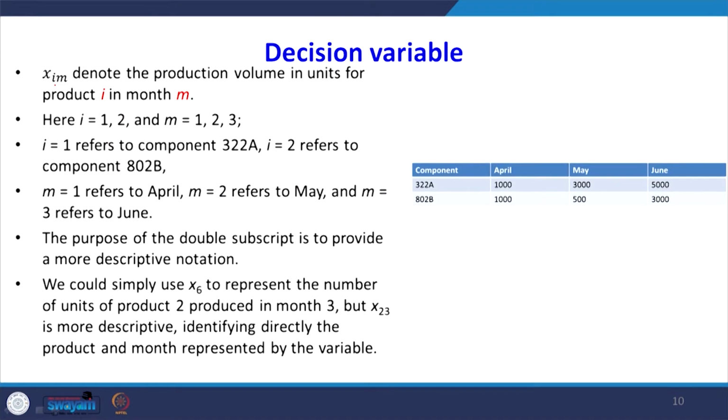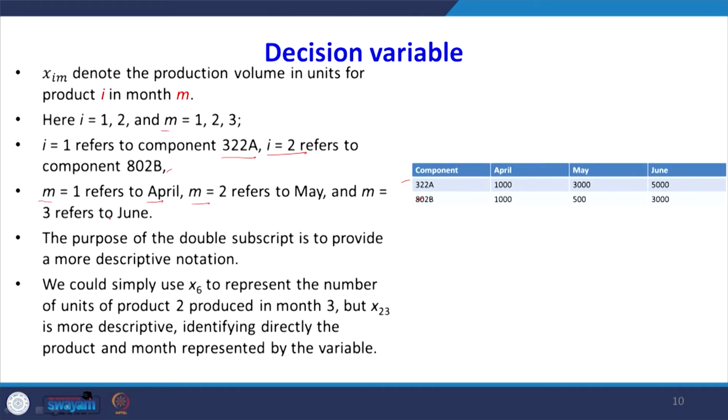Let XIM denote the production volume in units for product I and month M. Here I represents the product, 1 or 2, because we are using 2 products. M is 1, 2, 3 because we have 3 periods. If I equals 1, it refers to component 322A; if I equals 2, it refers to component 802B. M1 refers to April, M2 refers to May, M3 refers to June.